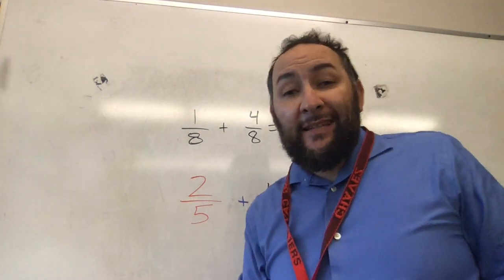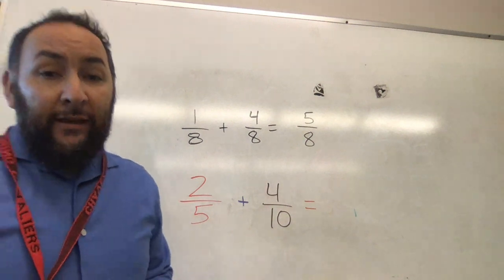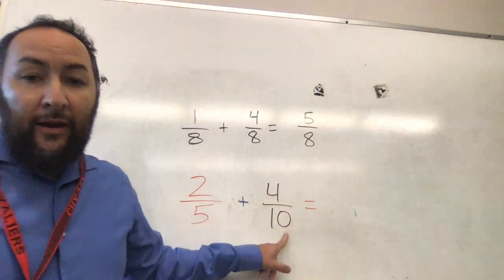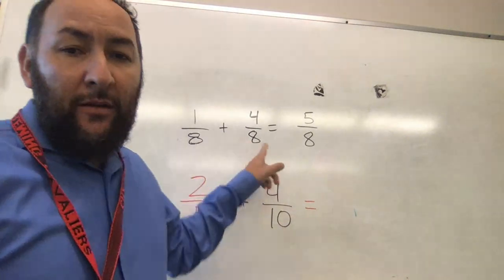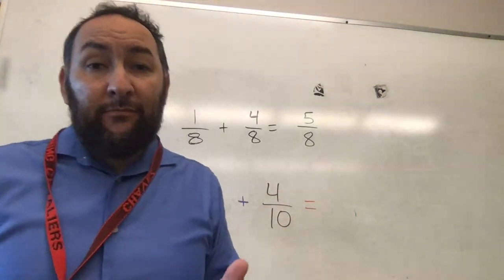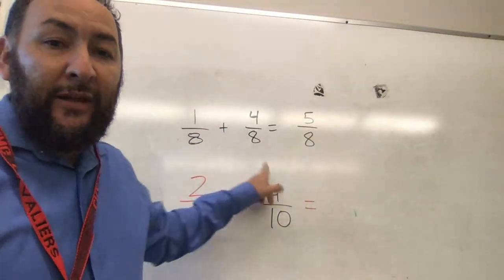Good morning. Today's lesson is about adding fractions when the denominators do not match, okay? When we add fractions and the bottom number, the denominator, is the same, it's really simple. You just add the top numbers and leave the denominator alone.